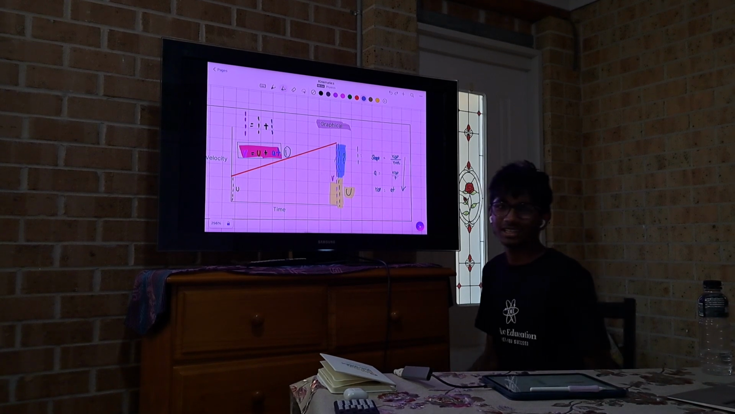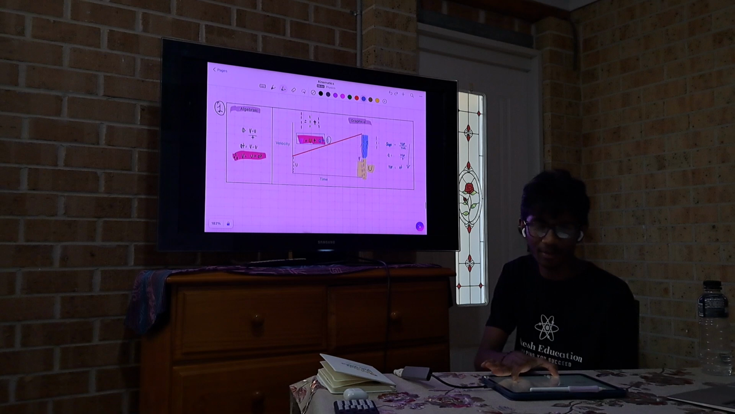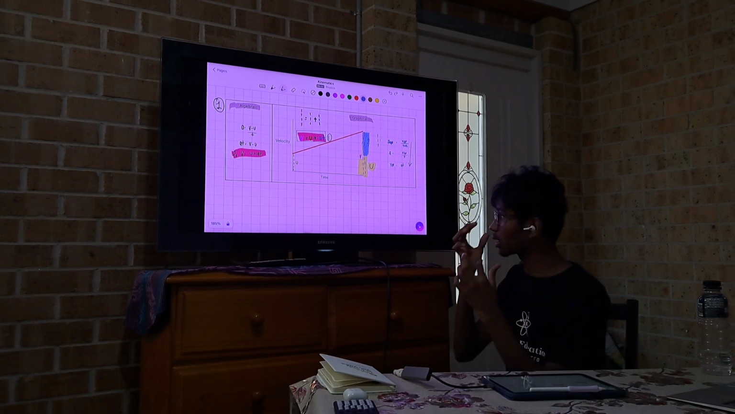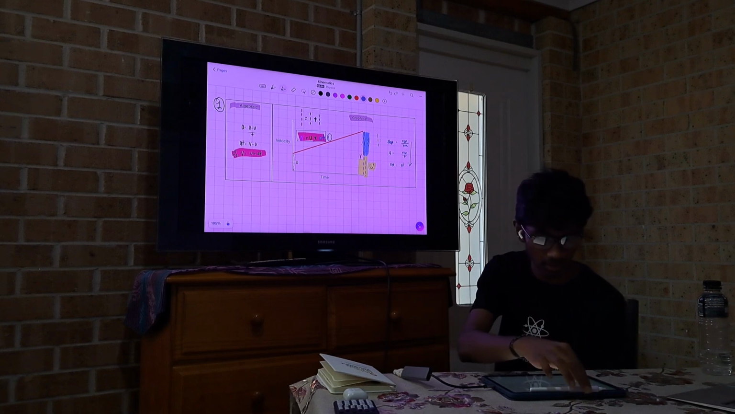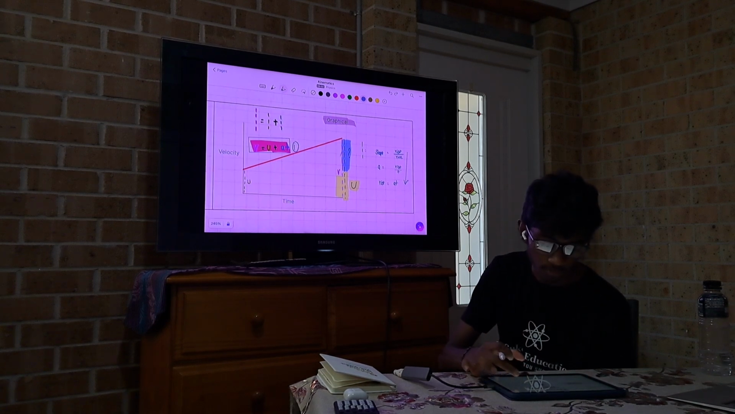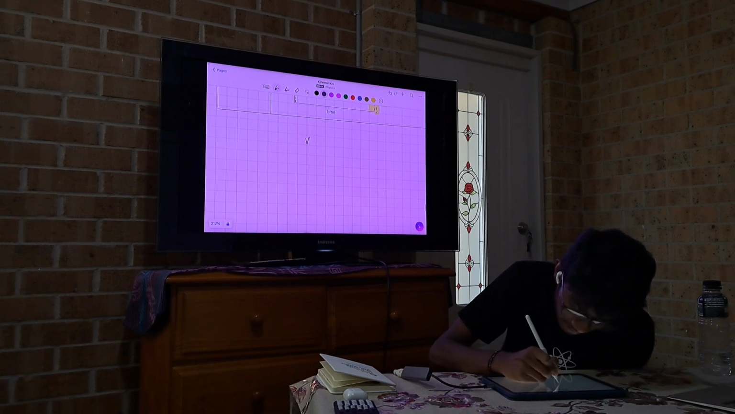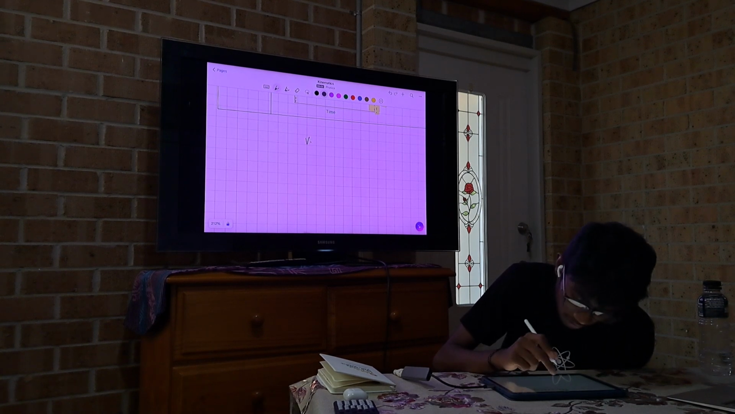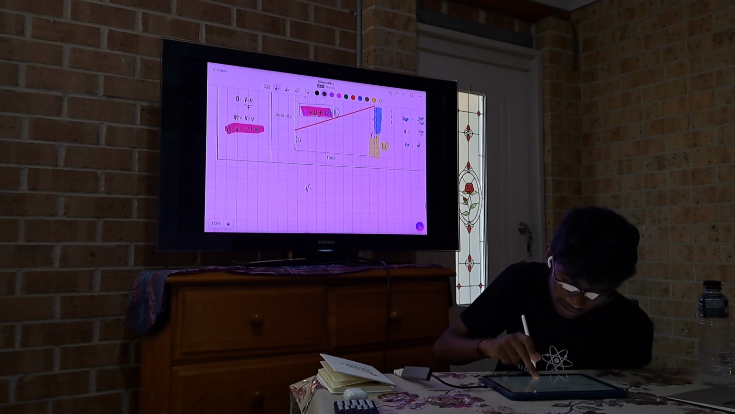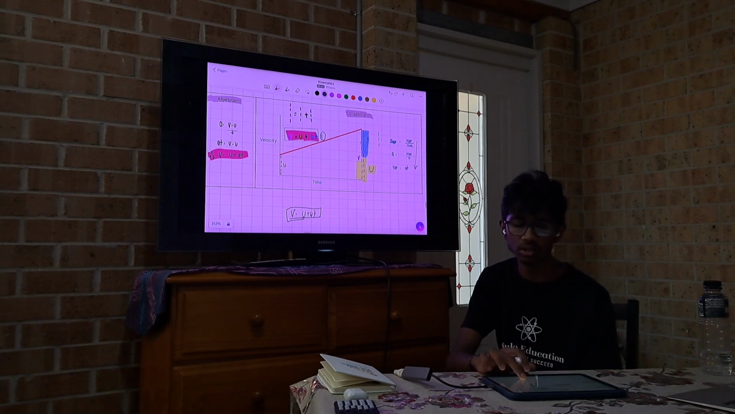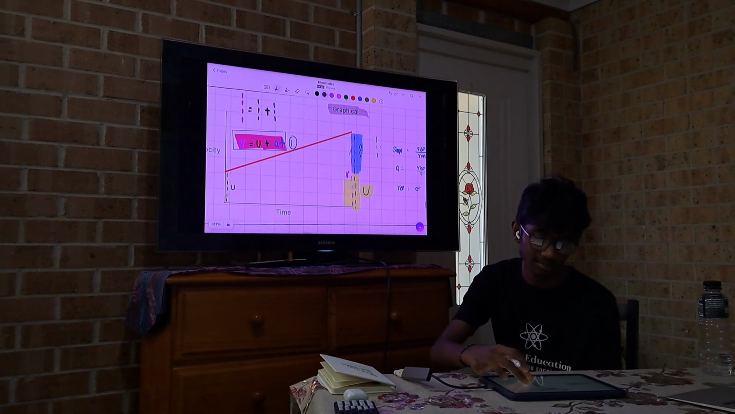Okay, so in today's video, we're basically proving the 5 kinematic equations. Let's get started. The first equation we're going to prove is v equals u plus at. Velocity is equal to initial velocity plus acceleration times time.